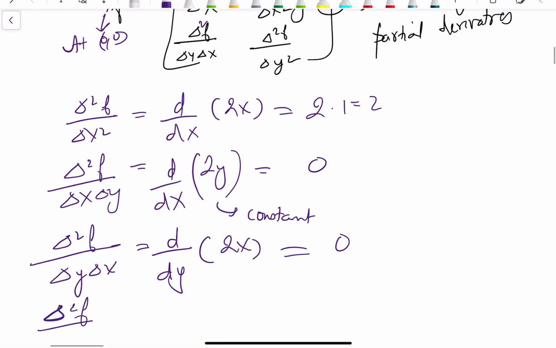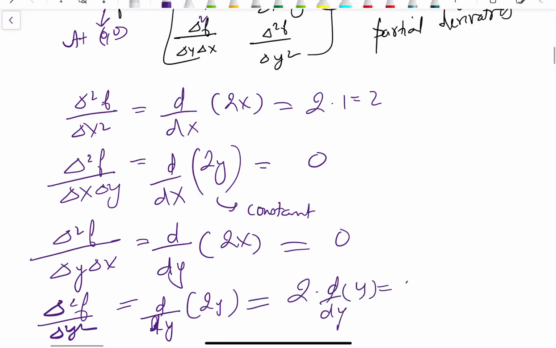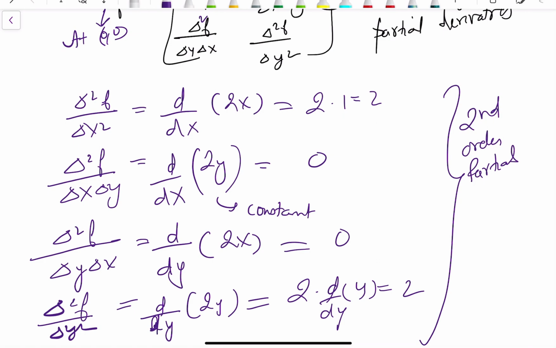And similarly, del 2f by del y square is differentiate with respect to y the partial derivative with respect to y, which is 2y, and this is just 2 into the derivative of y, which is 2 into 1, which is 2. Okay, so these are my partials. I have computed my second order partials here. So this is done.